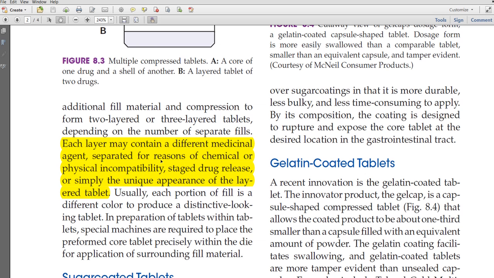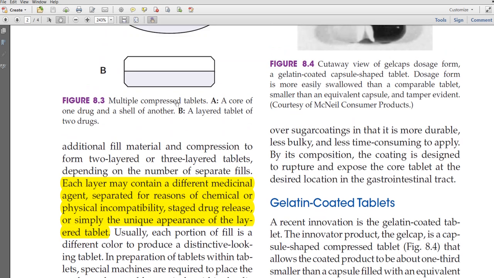What does it mean? If there is chemical interaction between two drugs or two materials, then I need to separate them rather than mix them together. So I'll put one in a layer and the other one in another layer. This is the same in case of physical incompatibility, whether chemical or physical. Staged drug release means when I want one layer to release the drug quickly, and the other layer to release the drug more slowly, to have an extended release product, for example.